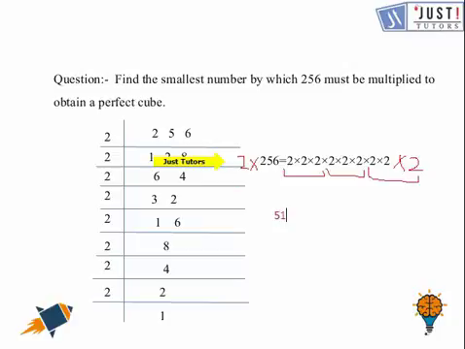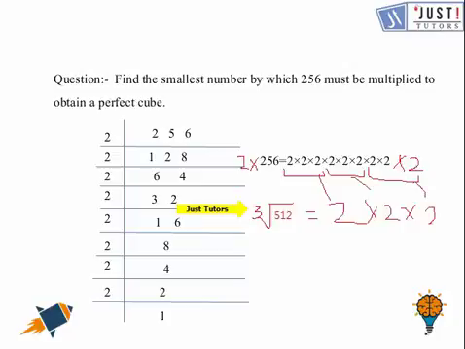512, and here, if I need to find the cube root of this, I'm going to pick 1 from here, it will be 2 here, 1 from this one, and 1 from this one. So it will be 2 times 2 times 2, which is 4 times 2, 8. So here the cube root for this number is 8, but here in the question we need to find the smallest number, that is 2 here.